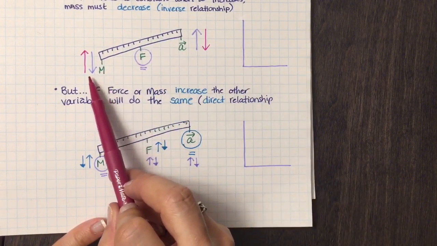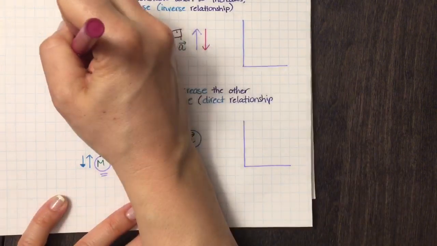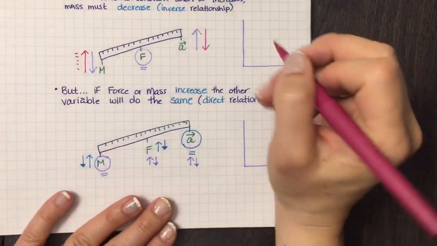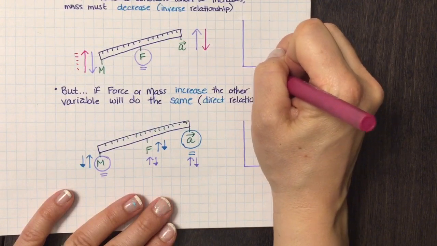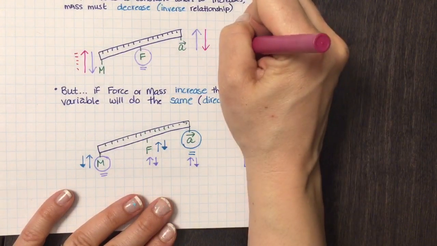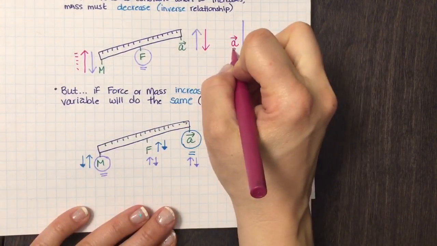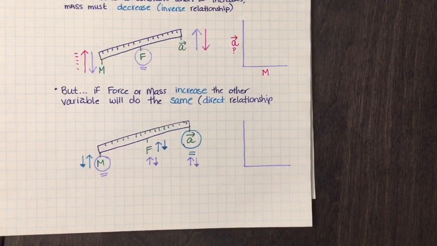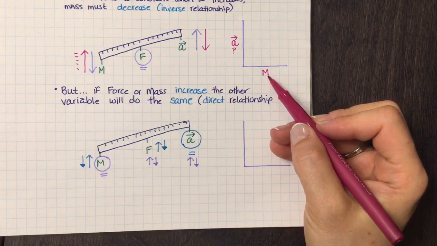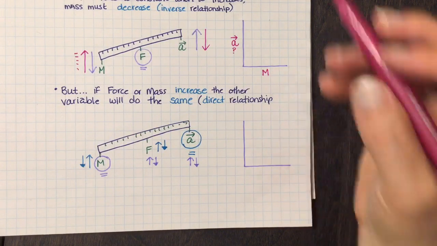But let's look at the red one here, okay? So if we increase our mass, what is happening to our acceleration? If we don't know what's happening to our acceleration, it goes on our y-axis. If we're changing it, it goes on the x-axis, okay?